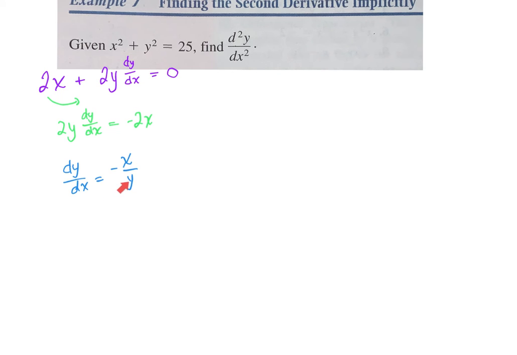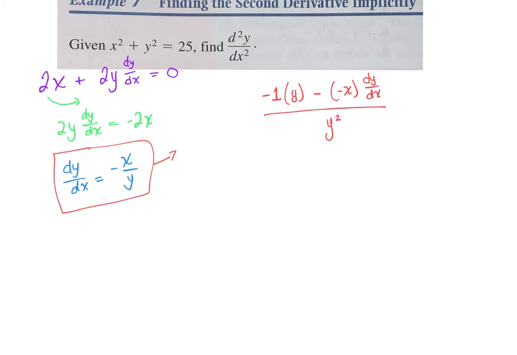Now this requires the quotient rule. So I'm going to do the derivative of the top times the bottom, subtraction, and over the bottom squared. Don't forget the denominator. So the derivative of the top, we'll just apply that negative there, is negative 1 times the bottom, which is just y, minus the top, negative x, times the derivative of the bottom, which is just 1 dy dx, all over the bottom squared. What's nice about this is I actually know what dy dx is, so when I'm simplifying this, I can substitute it in.